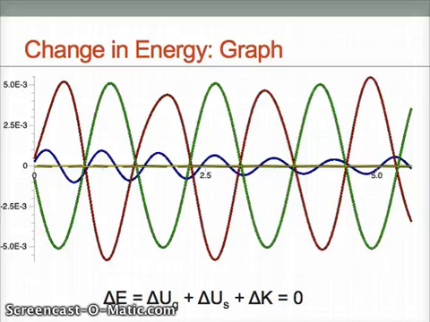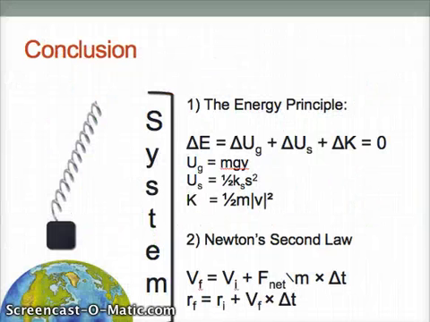Most importantly, we see that delta E in yellow remains at zero the entire time, thus the energy principle is satisfied. In conclusion, by using Newton's second law and observations of motion, we were able to create a model which accurately predicted the motion of a mass swinging on a spring and satisfied the energy principle.